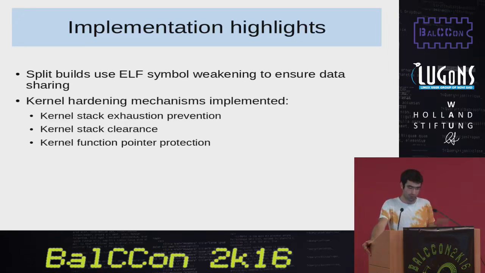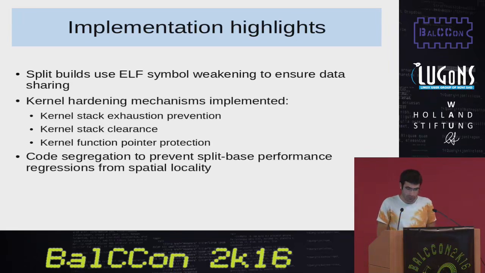The important thing about these kernel hardening mechanisms is that we don't really implement new kernel hardening mechanisms. We just want to show that if you have a kernel hardening mechanism, we can use it with split kernel, right?